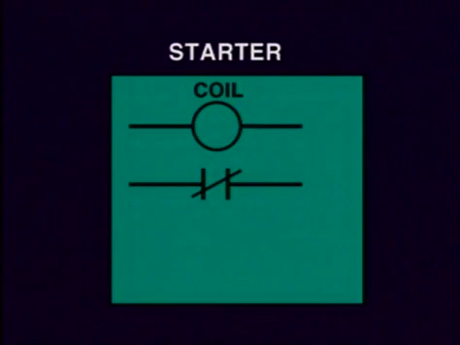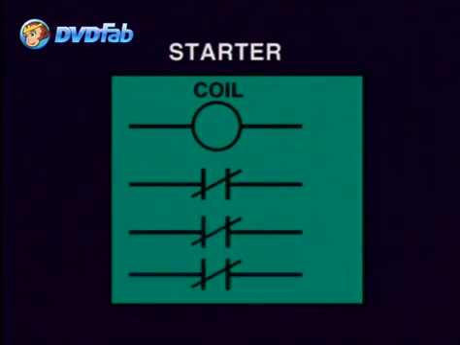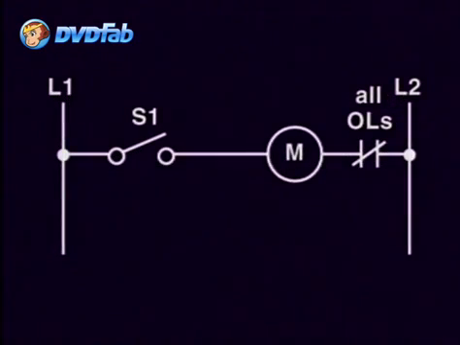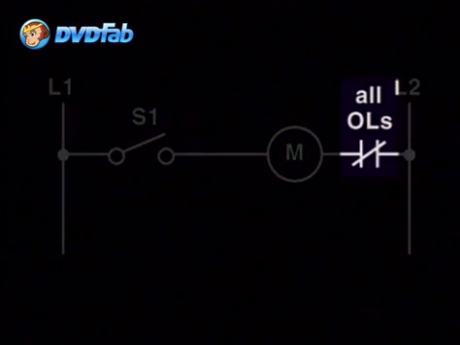The number of overload contacts between the starter coil and L2 depends on the type of starter and the power used in the circuit. For instance, a three-phase starter may have three normally closed overload sets of contacts, which will be shown like this in a ladder diagram. To avoid confusion and simplify the labeling in a ladder diagram, we represent these overloads like this, where the mark OLs, or all overloads, are represented from the starter coil to the L2 connection.